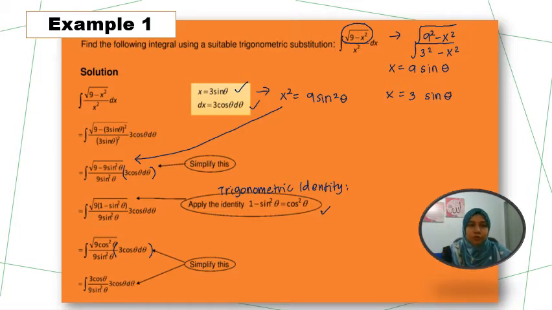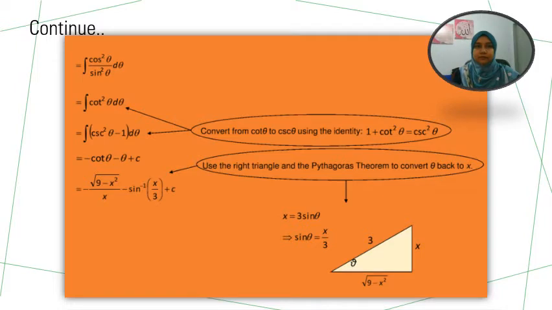Okay, after this, we have to simplify this form of equation. So it will have the 3 cos theta, the square root. So it will get the 3 cos theta over 9 sin square theta times 3 cos theta d theta. So we will have these types of equation: cos square theta over sin square theta. We simplify this form, we will get the cotangent square theta.